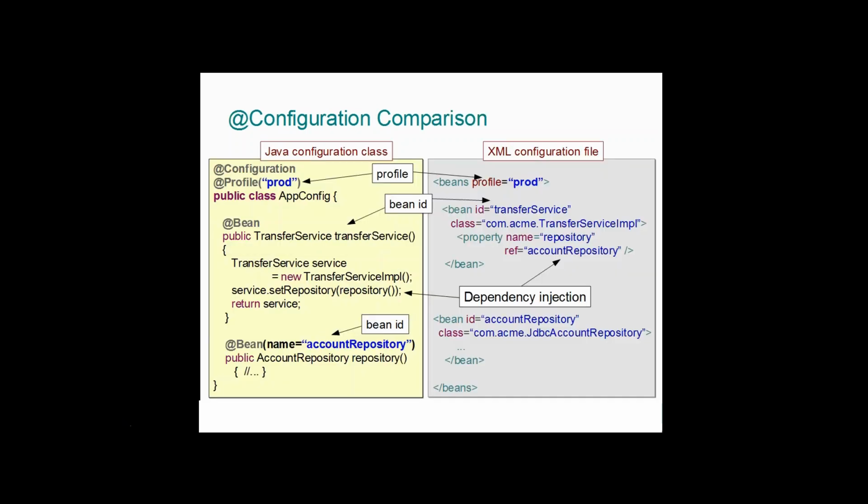So let's look at this comparison. I use this configuration class and define this profile, and here I have the Java class name, which is AppConfig, and I have the bean and a method name which is the bean ID. I do constructor dependency injection, setter dependency injection, and return the object. I can explicitly define the bean ID using the name attribute inside the bean annotation. This is what we have already learned, and here is the equivalent in XML.